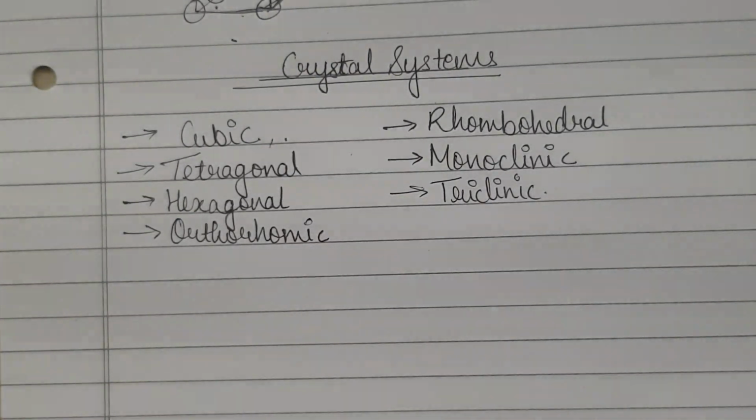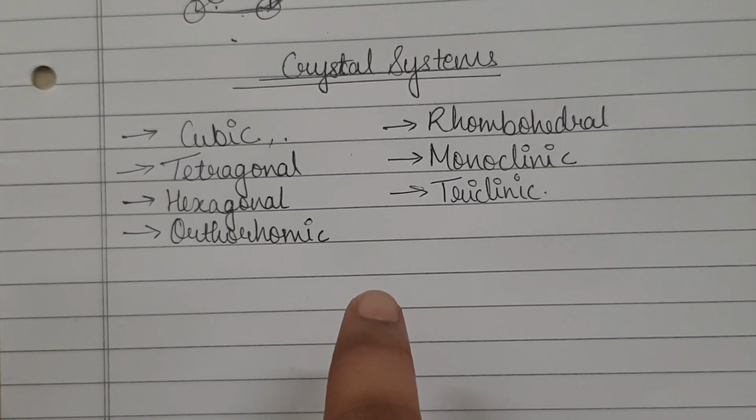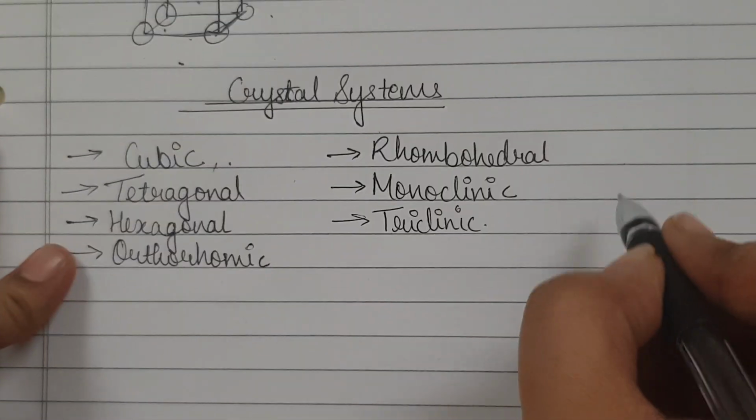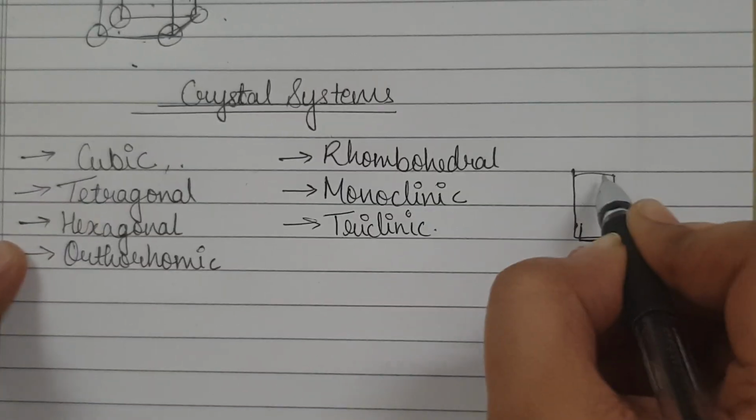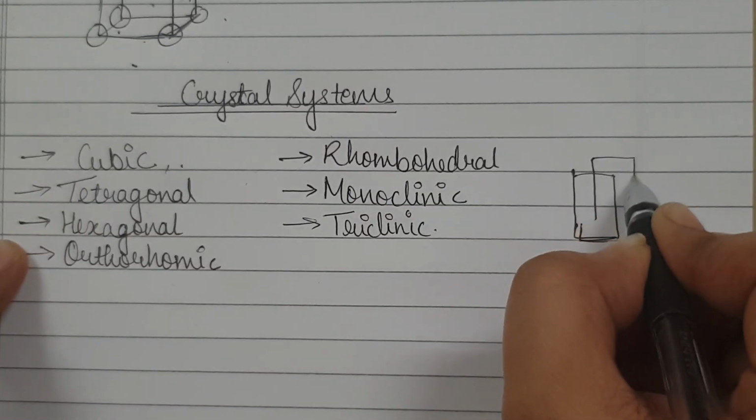Then you have orthorhombic. In orthorhombic, it is basically only one of them is different. So you can say, suppose your length is the same, your breadth will be different, or if your length and breadth are the same, your height will be different. That's it. What you call a cuboid is your orthorhombic structure.